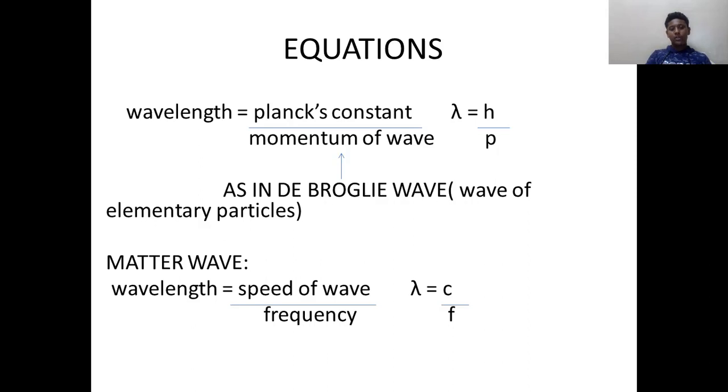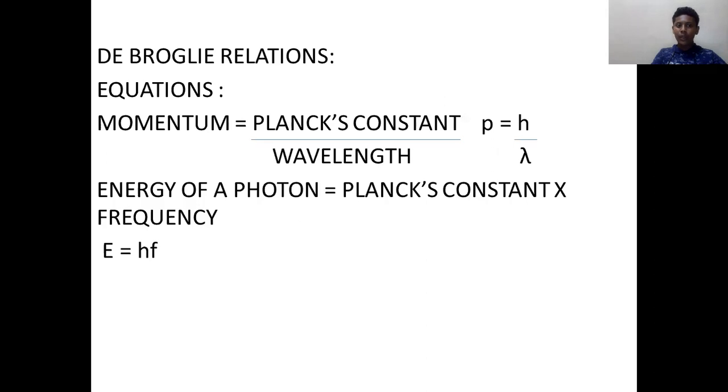Next, matter wave. For a matter wave, the wavelength is equal to the speed of the wave divided by frequency, or lambda is equal to c by f. We're not going to be discussing matter waves because we're studying only elementary particles or electrons. So we go into the equations based on the de Broglie relations. The first equation is that momentum is equal to Planck's constant divided by the wavelength, or p is equal to h by lambda. You use it to calculate the momentum.